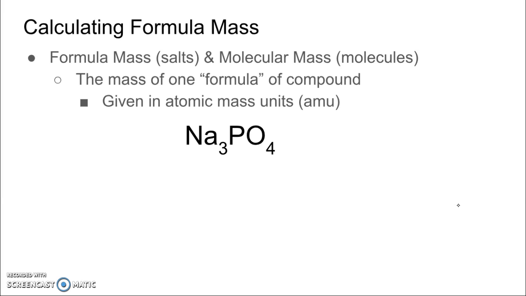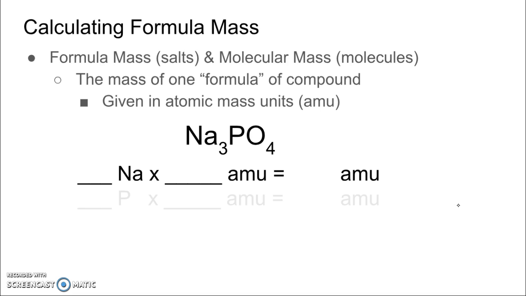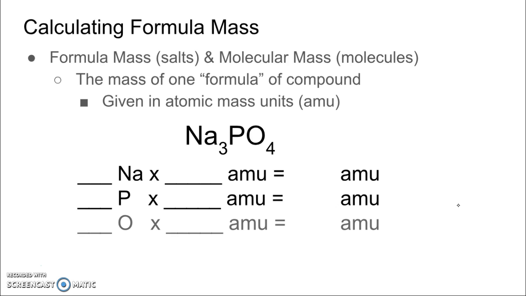I don't have time to go through it too much right here, but what you're going to do is take how many sodium atoms you have, multiply that by the atomic mass, find that on the periodic table, and when you multiply that out, you're going to get a number right here. Then you'll do the same for phosphorus, then you'll do the same for oxygen. Add those together, and then you're going to get the formula mass for the formula.